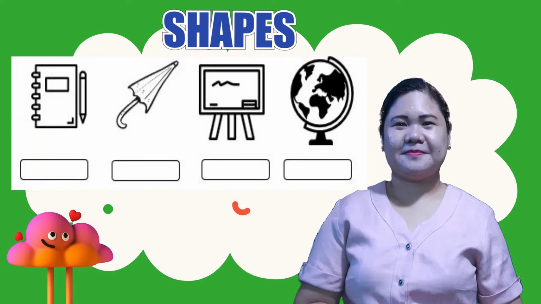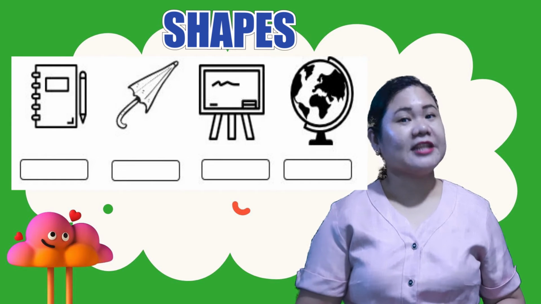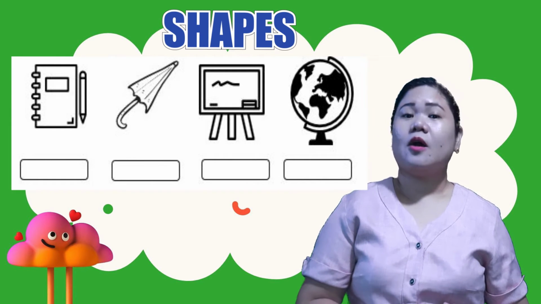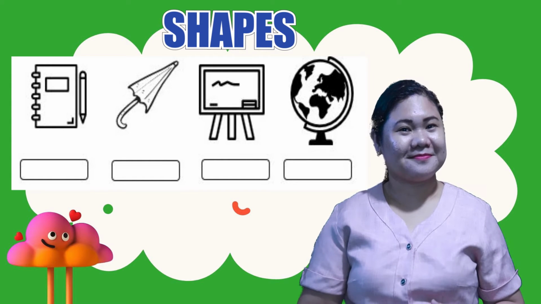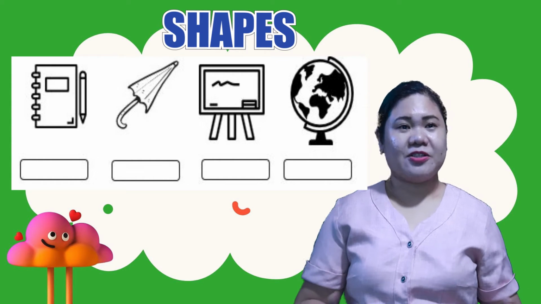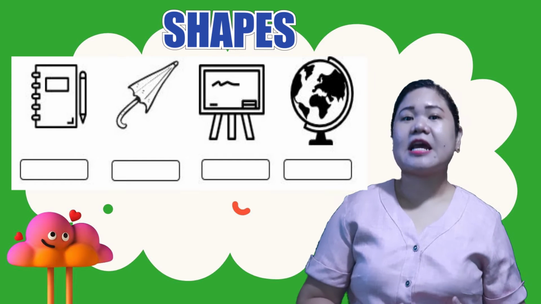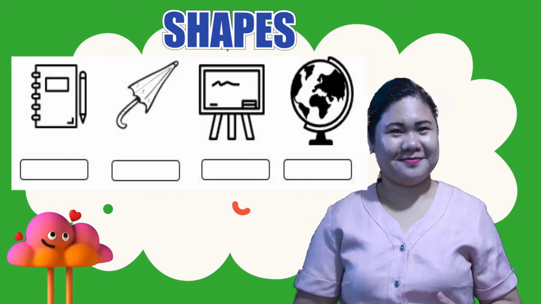Let's look at the following pictures. What do you notice about their shapes? Write down the shape of the following objects found at school.